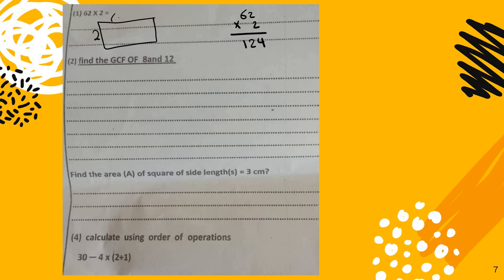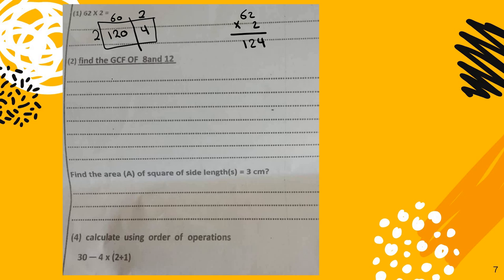62. تعالى نعمل لها decompose. It will be 60 and 2. ونسأل نفسنا what is the area of this part? 60 times 2 هعمل ايه؟ 6 times 2 equals 12 then drop the 0. و 2 times 2 equal 4. وبعدين أجيب الأنسر إزاي؟ I will add 120 plus 4 equal what? 124. So the answer is 124.